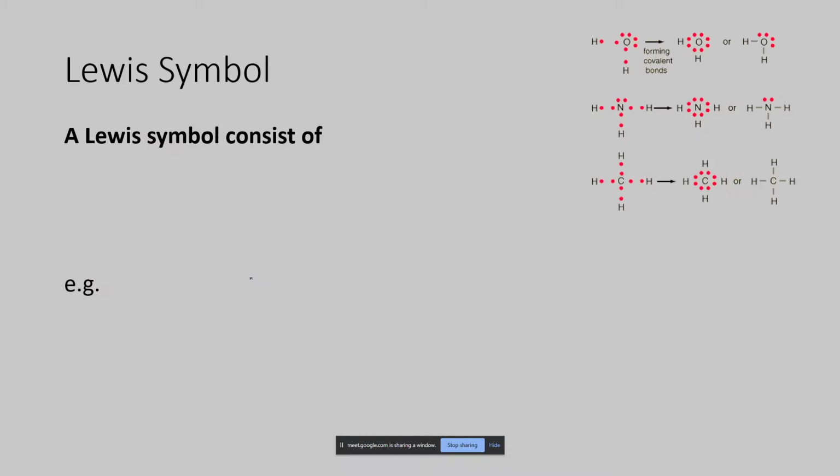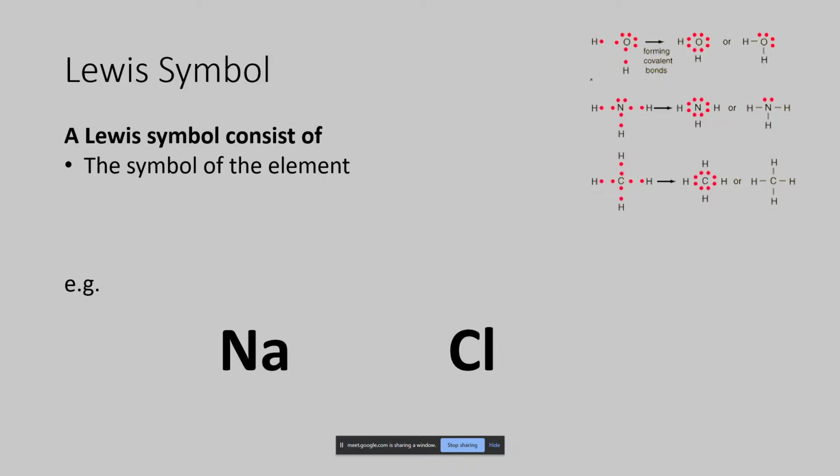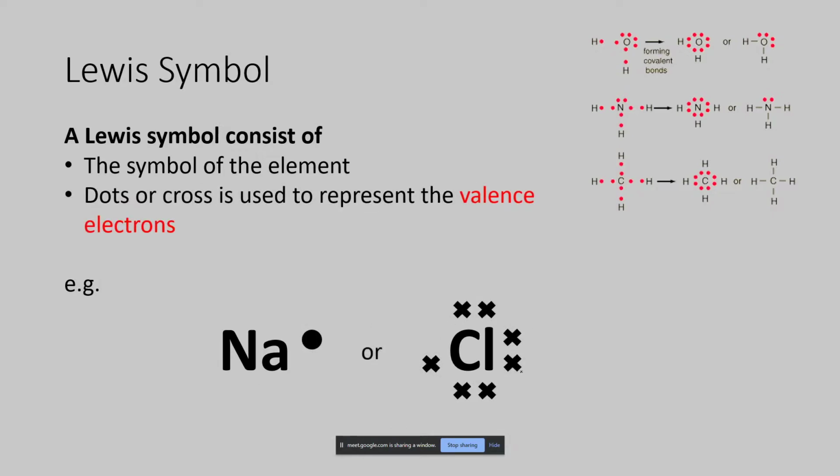Okay, so let's look at Lewis symbols. This is an example of the Lewis symbol of the formation of water, ammonia, and methane. Okay, how water forms, and this little red dot is the representation of its valence electron. So a Lewis symbol consists of the atom symbol. In this case it's sodium and chloride, and we use dots or crosses to represent the valence electrons.